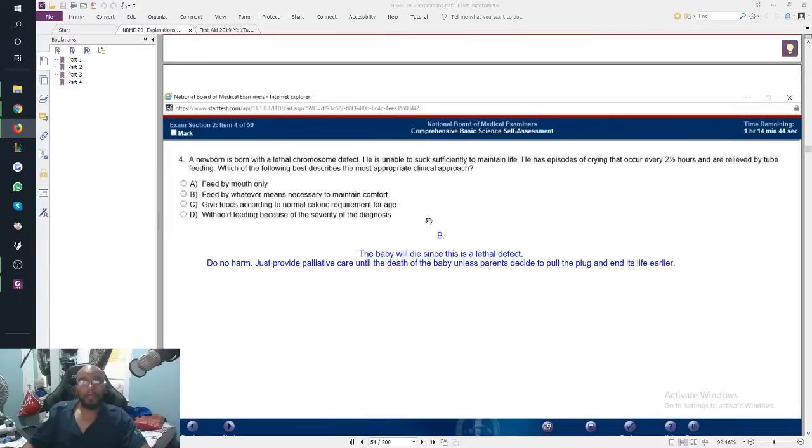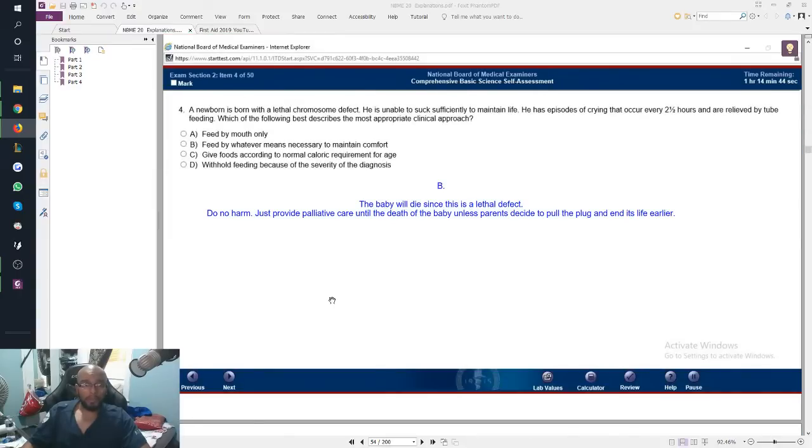Yeah, okay. Number 4, a newborn is born with a lethal chromosome defect. He is unable to suck sufficiently to maintain life. He has episodes of crying that occur every 2.5 hours and are relieved by tube feeding. Which of the following best describes the most appropriate clinical approach?